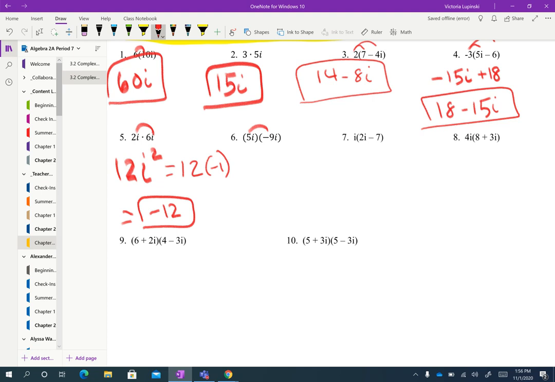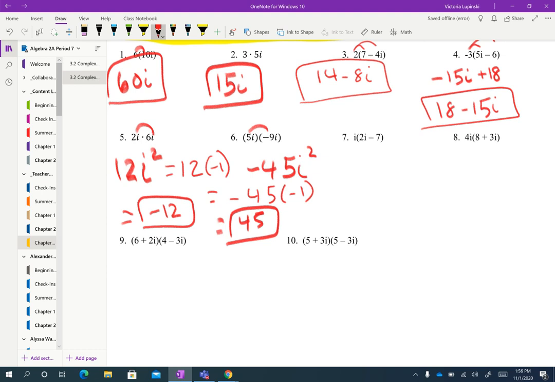In number 6, 5i times -9i. A +5 times a -9 is a -45. And i times an i, you add those exponents. 1 plus 1 gives you 2, so i squared. Then your i squared is always going to be replaced with a -1, making your final answer a negative times a negative, which of course changes into a positive.